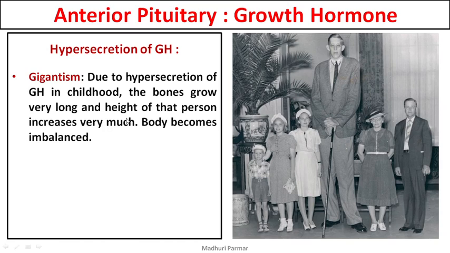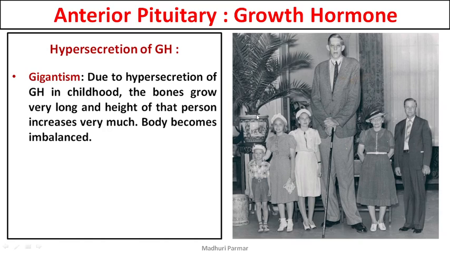Now, the exact opposite can also take place. Let us say there is hypersecretion of growth hormone. Hypersecretion means there is excess secretion of growth hormone. This hypersecretion of growth hormone during childhood is known as gigantism. Have you heard of giant, right? So from the term giant comes this specific name called gigantism. Clear? Gigantism means the person will be extremely tall.